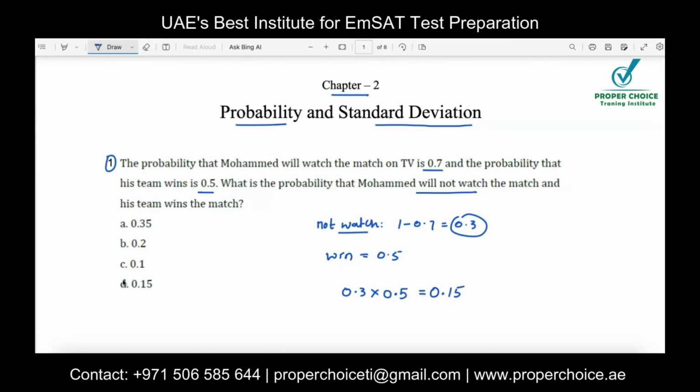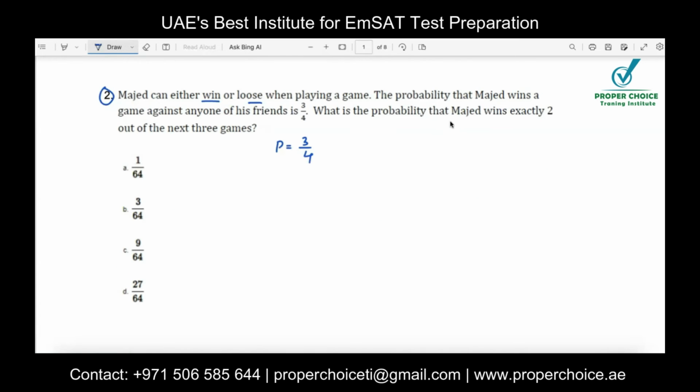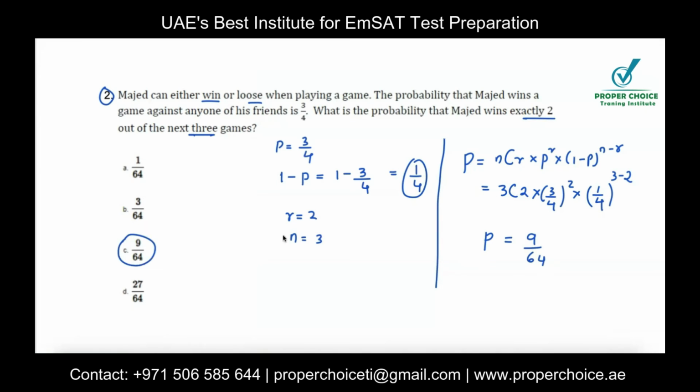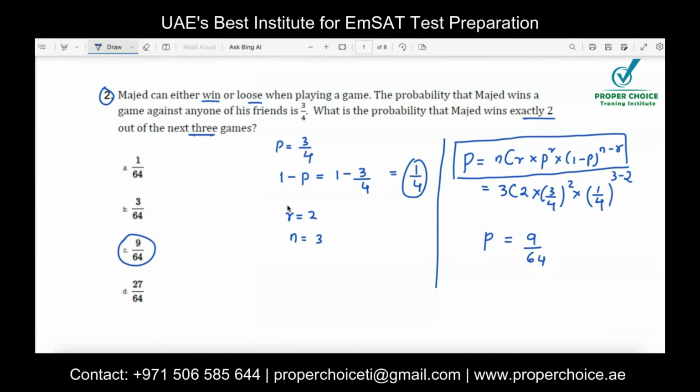What is the probability that Majid wins exactly 2 times? 1 minus p to the power n minus r. This is the form, meaning the match, which is 1 by 4 to the power 3 minus 2, which is 1 by 4. So you have to remember this formula to answer such a question. This is a combination of independent and mutually exclusive events.